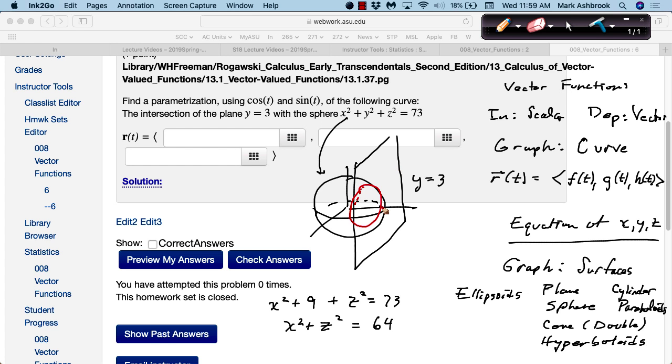So now we've got this curve, and we want to write a vector function for that. So r of t.